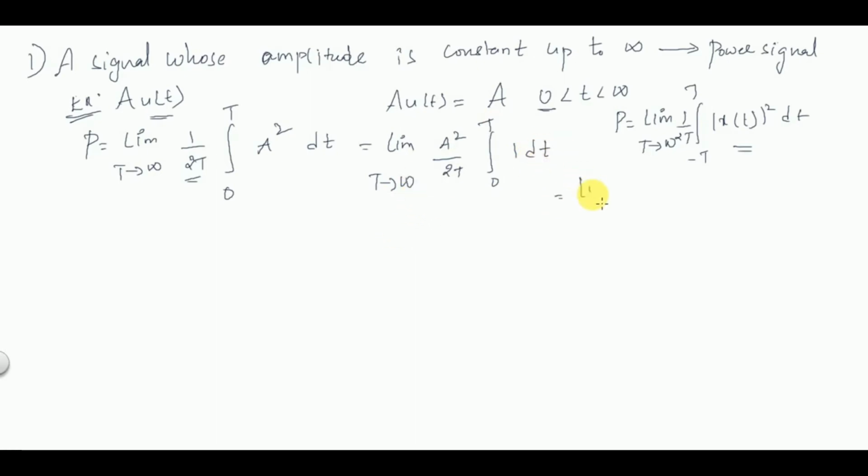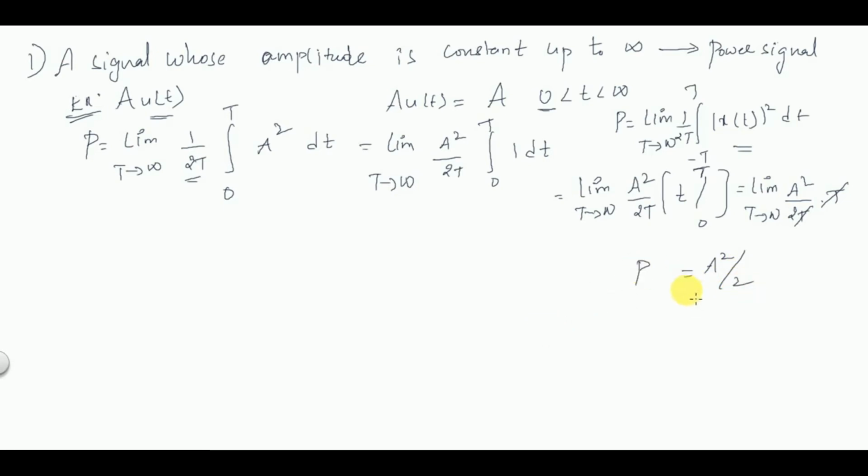So 1 dt, limit as t tends to infinity, A square by 2T. The integral of 1 dt is t, and the limits are from 0 to T. So it becomes limit as T tends to infinity, A square by 2T into T. When you substitute the upper limit, you will get T, and when you substitute the lower limit, you will get 0. So this T and this T get cancelled. Since there is no T term, its value will become A square by 2.